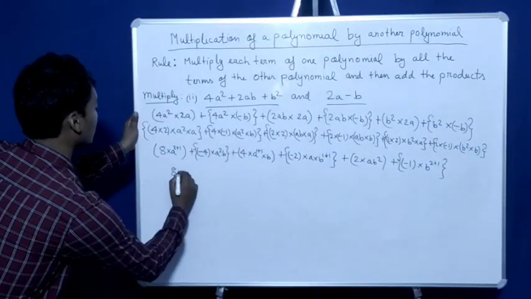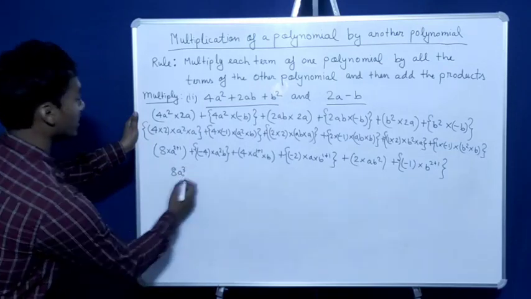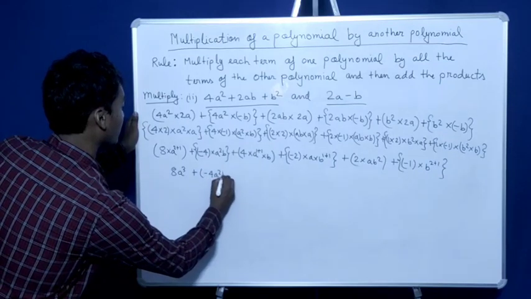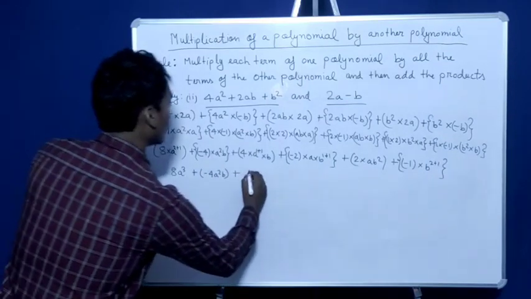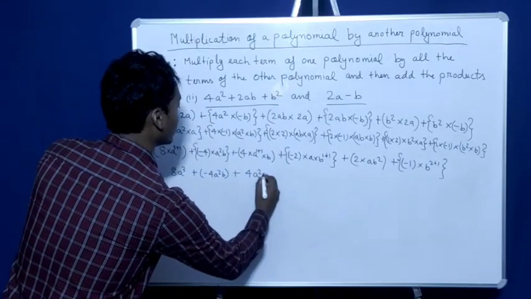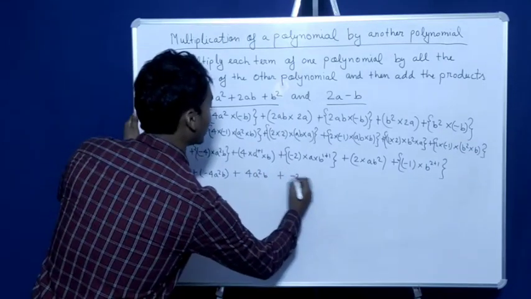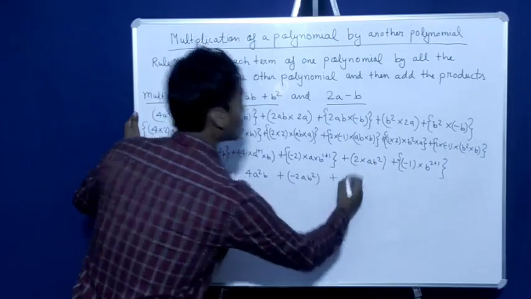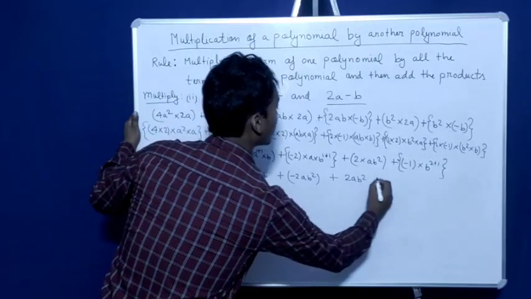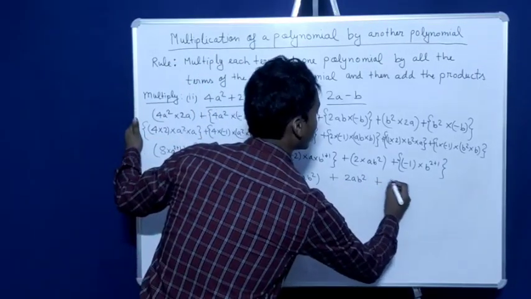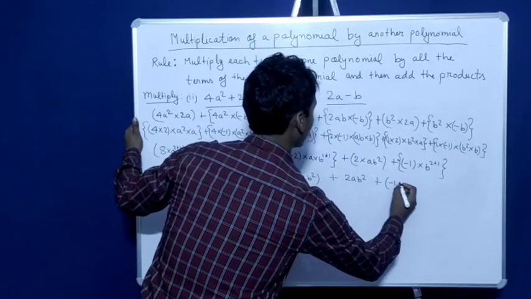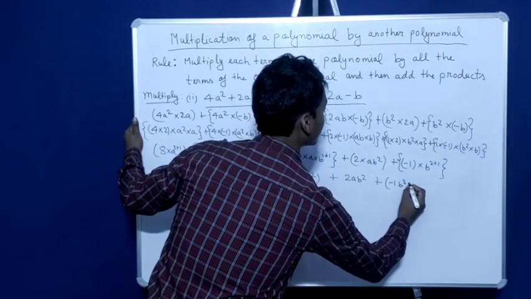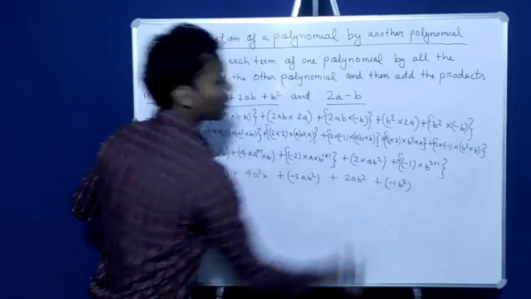so 8 a raised to the power 3, so 8a cube plus -4a square b plus 4a square b plus -2 a b square plus 2 a b square plus -1 b cube. Now if we don't write 1, then also it's okay.